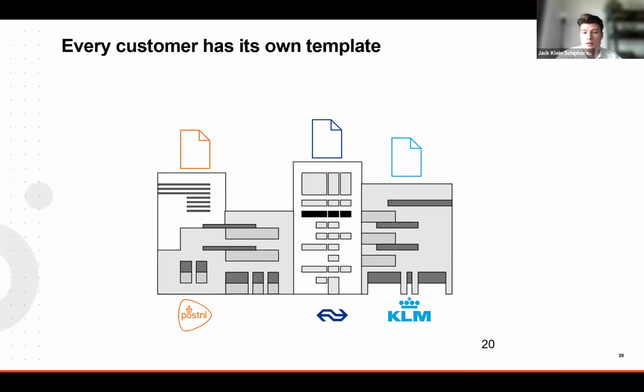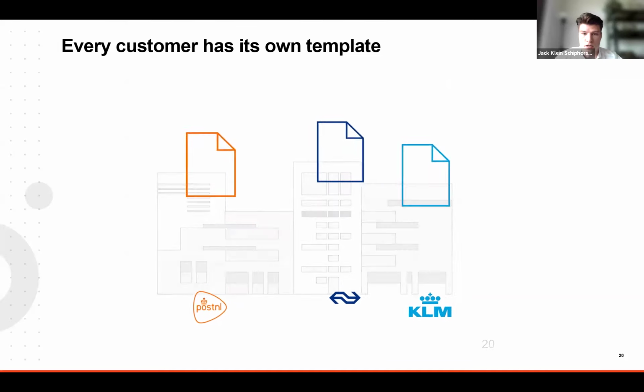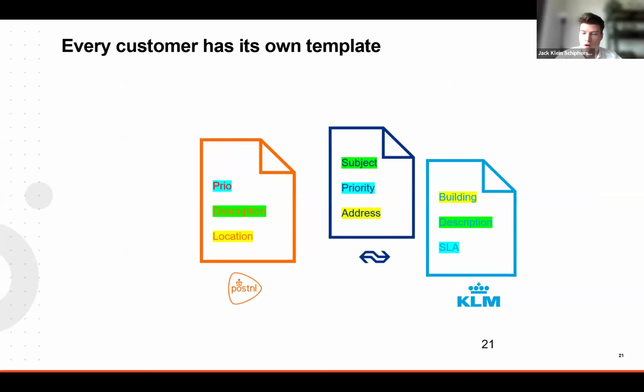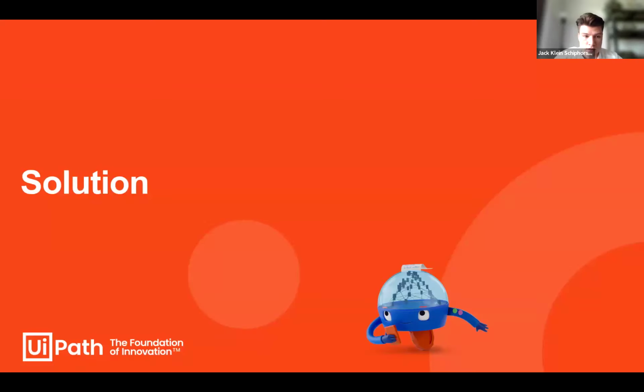SPIE has a lot of customers, and all those customers send their requests in their own template. Some customers call it priority, some call it service level agreement, others talk about descriptions, and others talk about subject. Because of the large amount of requests, the variety within those requests, and the urgency of some of them, SPIE asked us to create a solution to respond as quickly as possible and act on those requests. And my colleague Mika is going to show the solution to you.